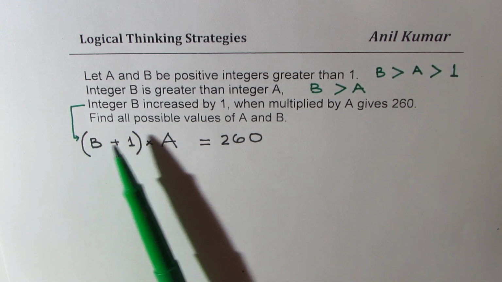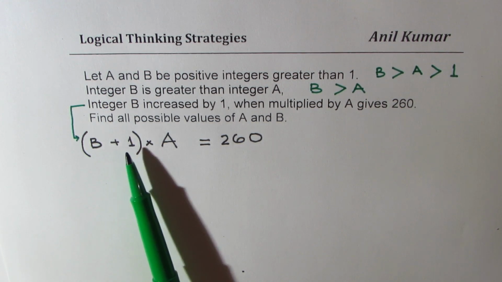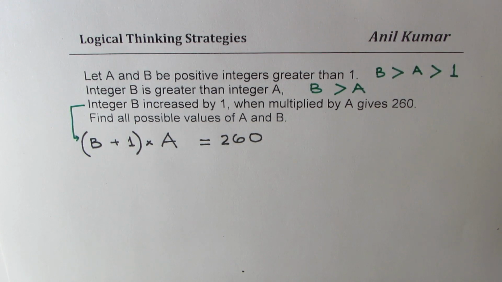Now we need to find all possible values of a and b so that b increased by 1 times a is 260, correct? So that is what you need to solve. If you look into the question and try to break it down into smaller parts, you may get something which makes more sense. For example, here we have b plus 1 times a equals 260.